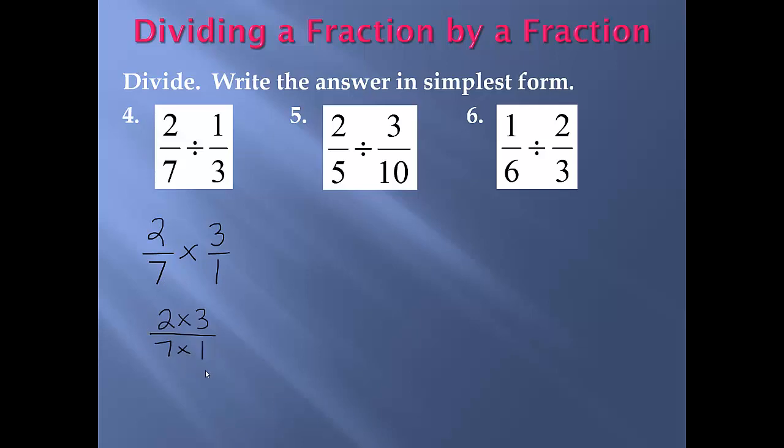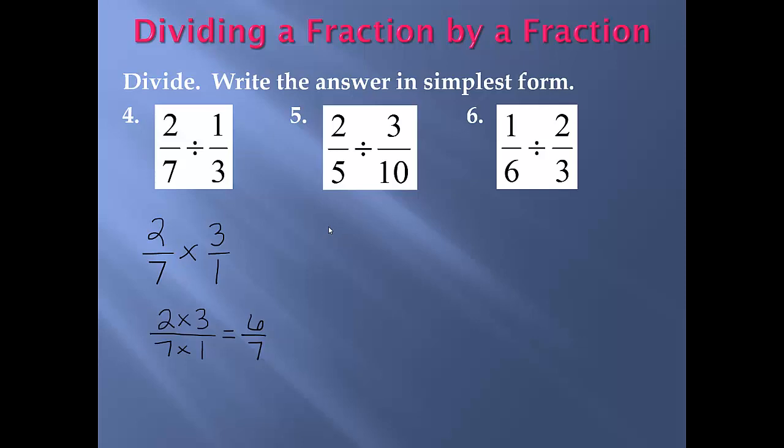We can check to see if we have anything that can be simplified. In this problem, we do not have anything that can be simplified, so we're going to go ahead and multiply. 2 times 3 is 6, and 7 times 1 is 7. So our answer is 6/7.